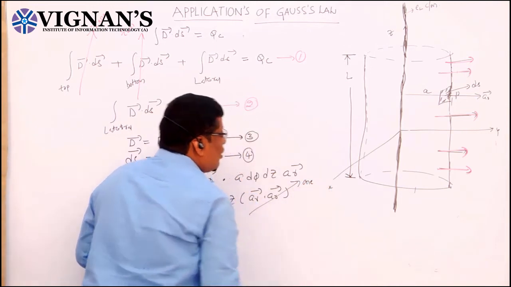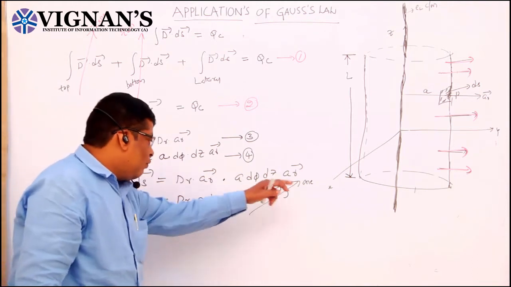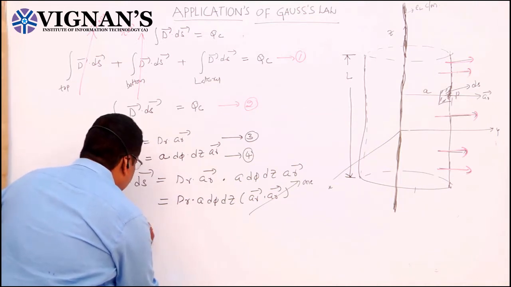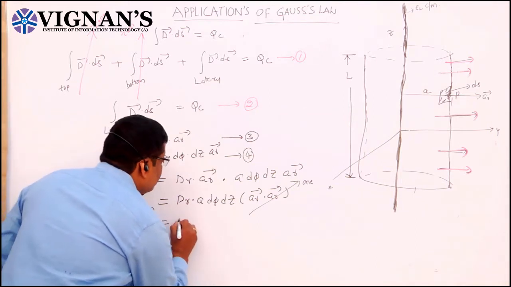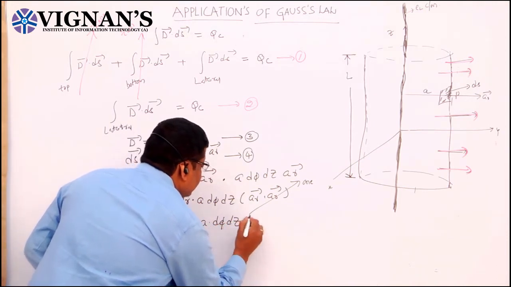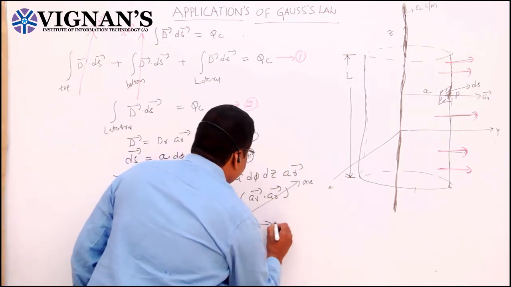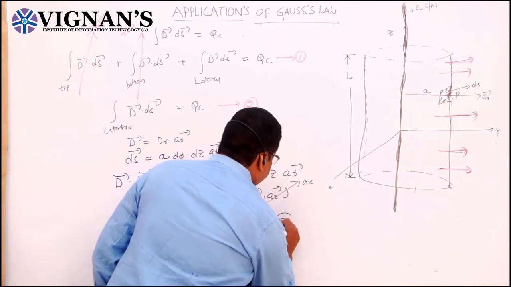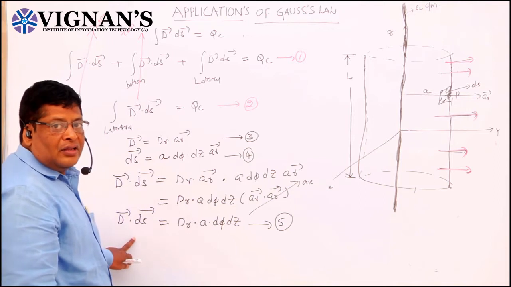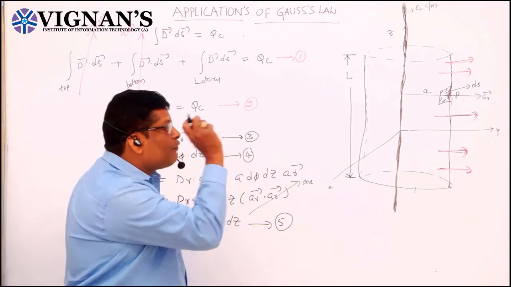The dot product of any two unit vectors becomes 1. So we can write it as D bar dot dS bar equal to Dρ a_ρ dφ dz. This we take as equation 5. This is representing the amount of flux leaving from the differential surface area.